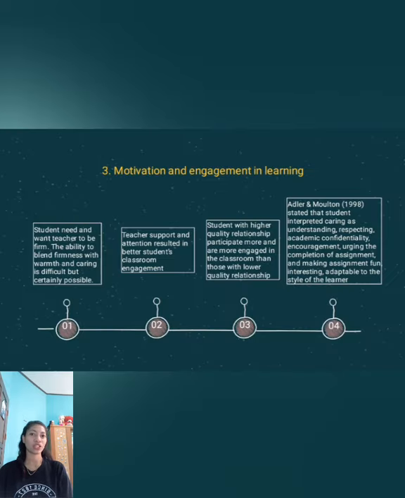The next one is motivation and engagement in learning. Students need and want teachers to be firm. The ability to blend firmness with warmth and caring is difficult but certainly possible. Teacher support and attention resulted in better students' classroom engagement. Students with higher quality relationship participate more and are more engaged in the classroom than those with lower quality relationship.